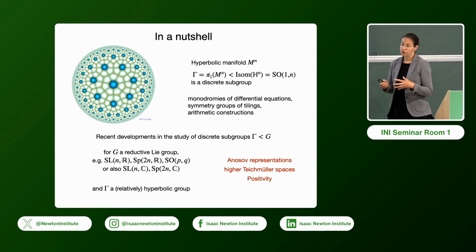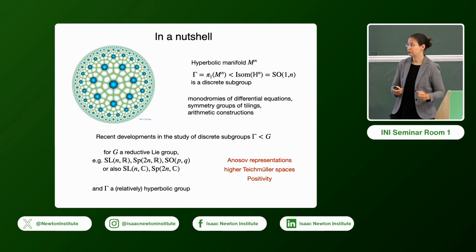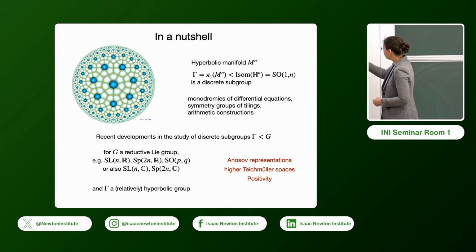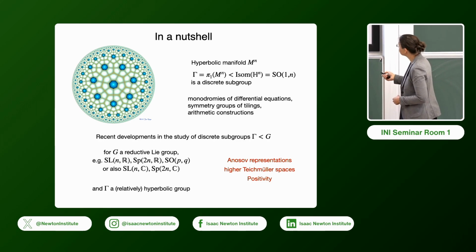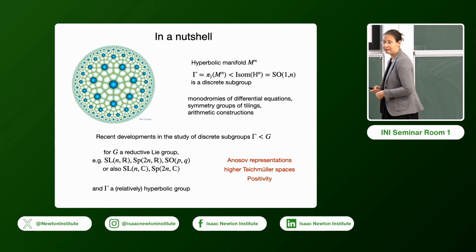And then I want to show you that actually we see similar phenomena when we look at representations of discrete finitely generated groups, in particular finitely generated hyperbolic or relatively hyperbolic groups, in groups of higher rank, like SL(n,R). So when we go from the world of negative curvature to the world of non-positive curvature, with a special focus on Anosov representations, higher Teichmüller spaces, and positivity.